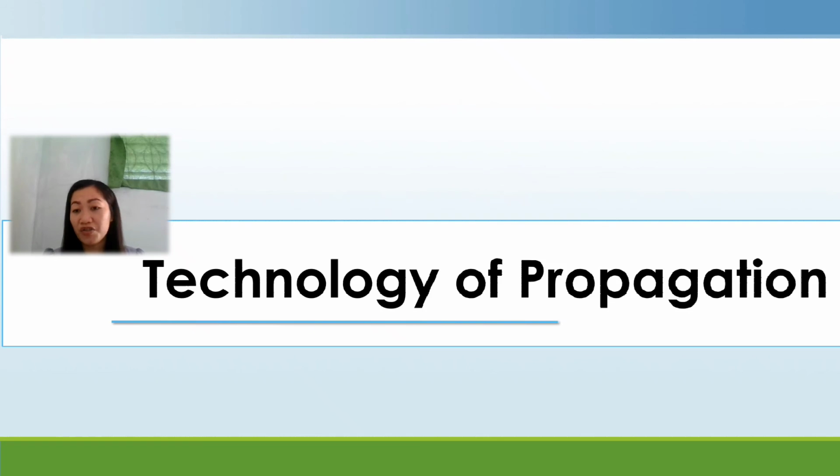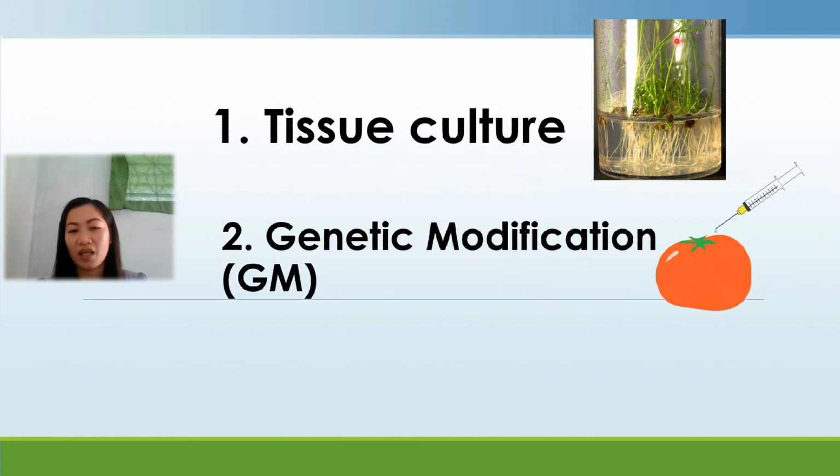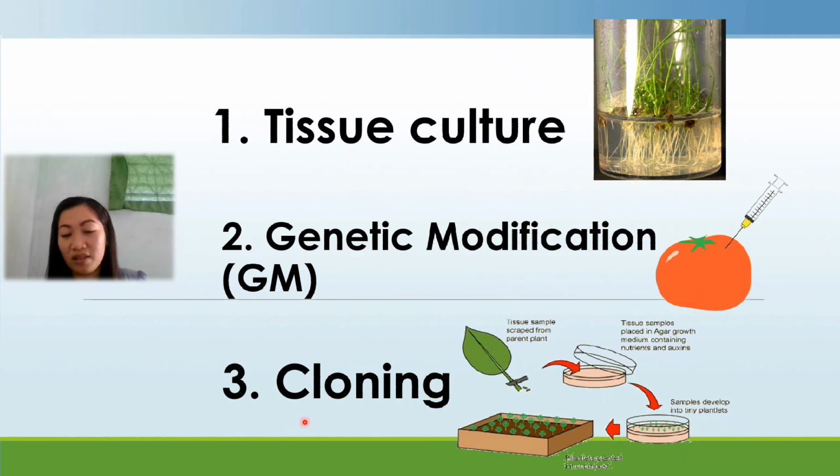We also use technology for propagation. We have tissue culture: we get some tissue either from the root tips or from the stem tips. And we have genetic modification: we use it so that we can either preserve plants or get the things that we want the plants to have. We also have cloning: we clone plants by cutting.